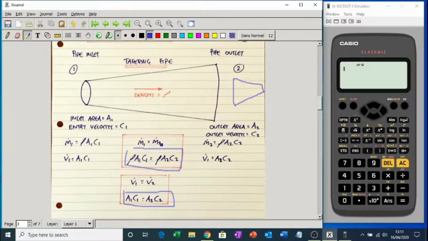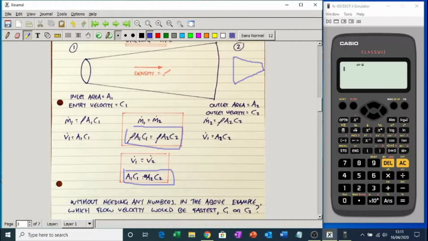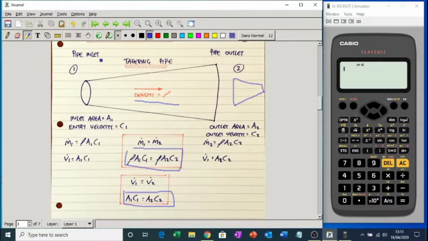Mass flow rate in has got to equal the mass flow rate out. M1 is in and M2 is out. Density times area in, speed in, equals density times area out, speed out. Same thing here. Density will remain the same. So the inlet area is A1, the entry velocity is C1, outlet area is A2, and the outlet velocity is C2. So the mass flow rate here is that, same as before, and the volumetric flow rate is that, because we know the areas, we know the speed. The mass flow rate out has got to equal that, and the volumetric flow rate out has got to equal that.